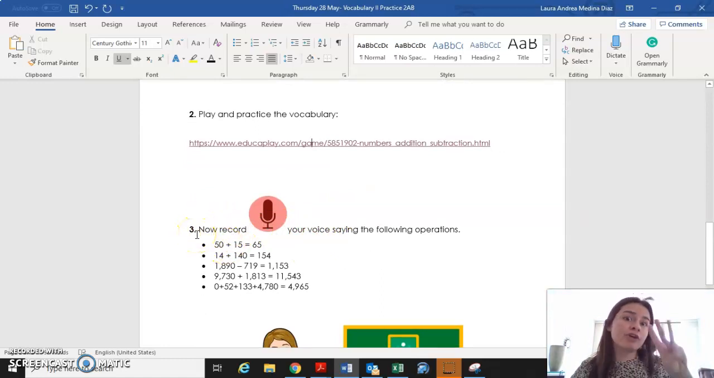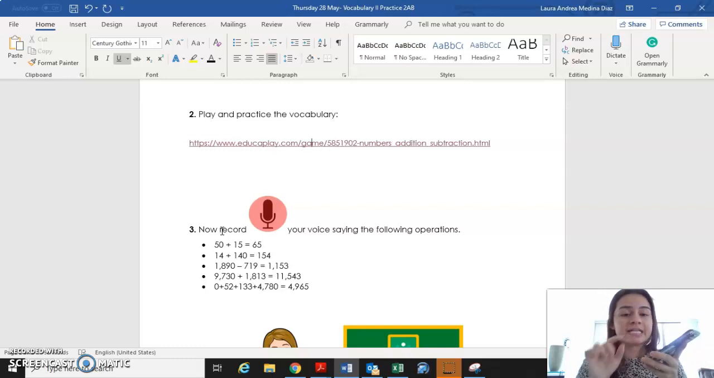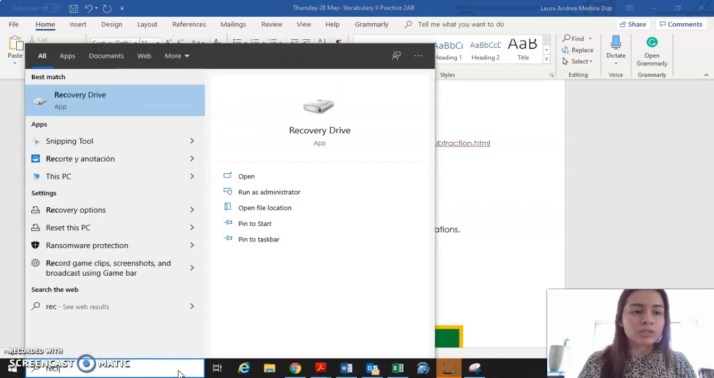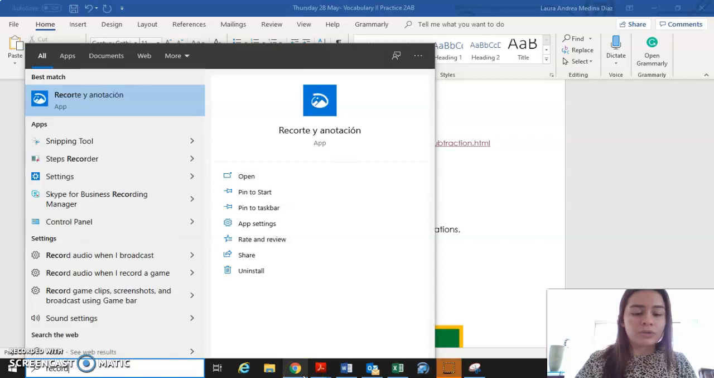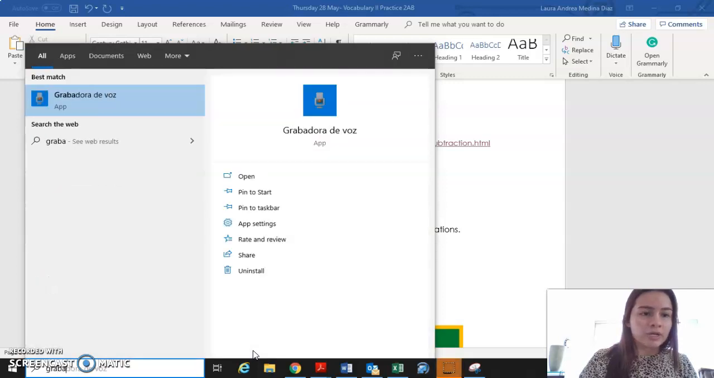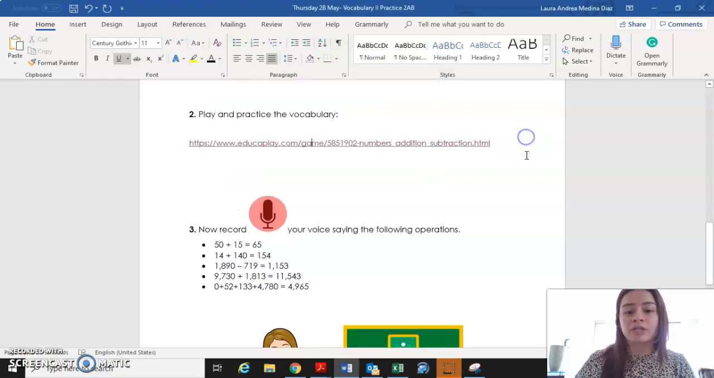For that reason, the third part of our class is to record our voice. You can use your cell phone or your mom's cell phone, and you can record your voice saying this. If you don't have a cell phone, you can use the recorder of your computer. For example, mine says grabadora de voz, which is this. So in here, you can record the voice, okay?